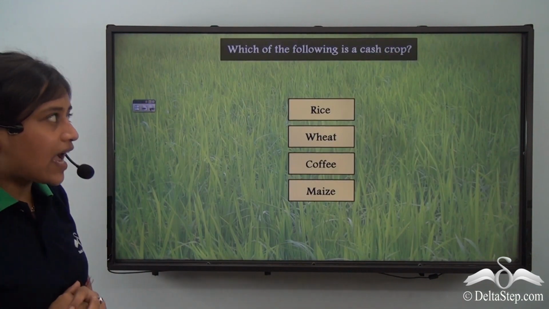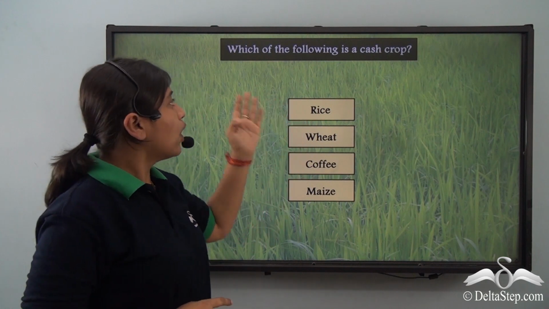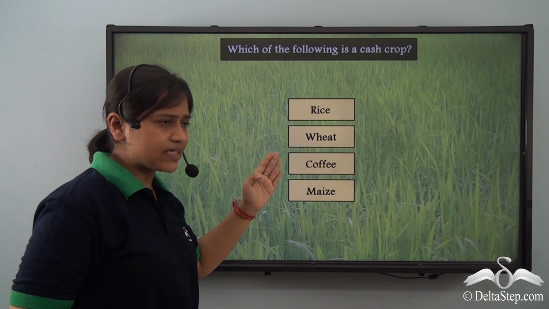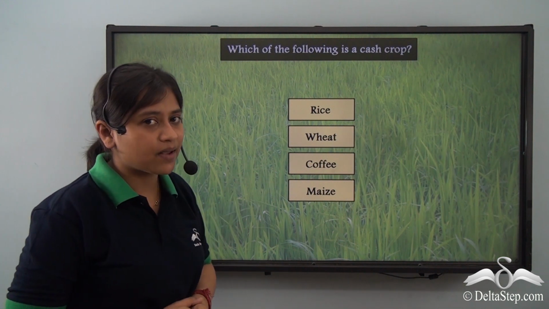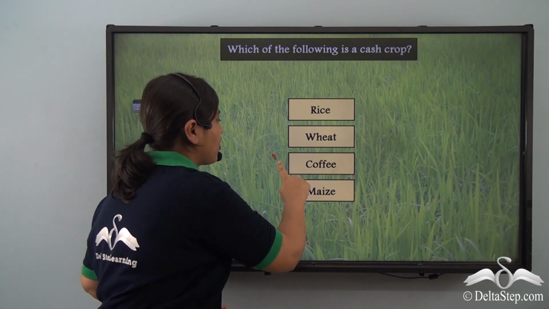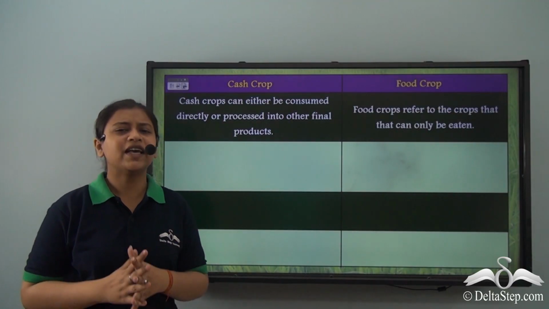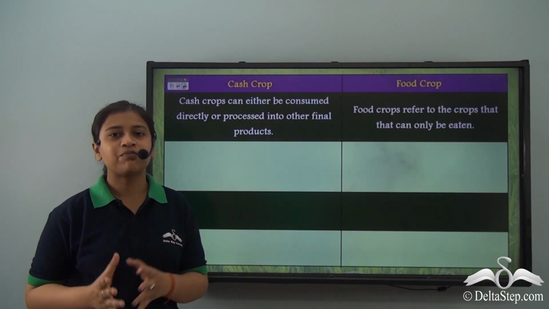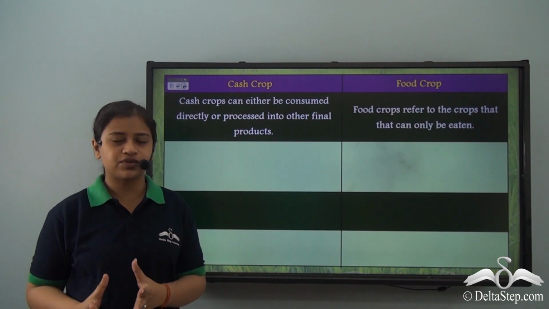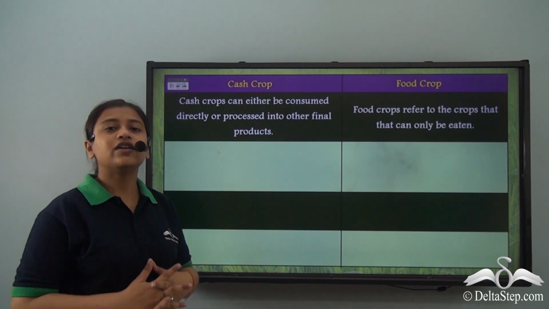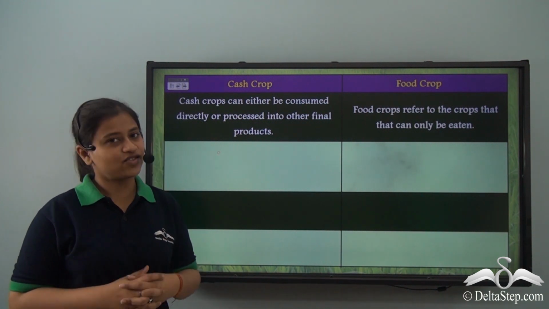So now, can you help me answer this question? Which of the following is a cash crop? Is it rice? Is it wheat? Is it coffee? Or is it maize? It is coffee. So here we understood that there are basically two types of crops, cash crops and food crops. So now let us differentiate between these two types of crops. So let's see what the first point has to say.